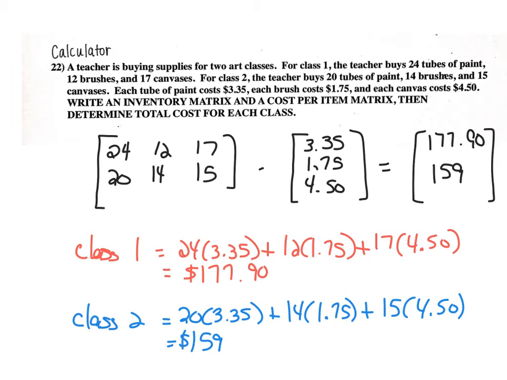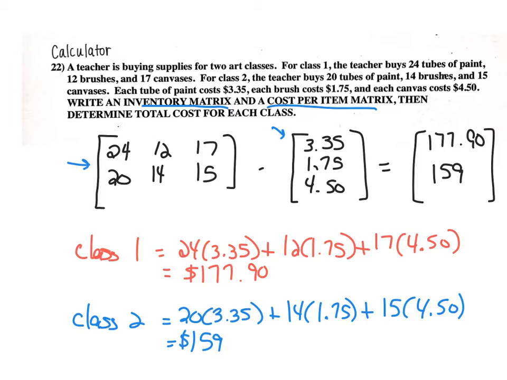All right, this one, the teacher's buying supplies for 2 art classes. For class 1, the teacher buys 24 tubes of paint, 12 brushes, 17 canvases. Class 2 buys 20 tubes of paint, 14 brushes, and 15 canvases. Each tube of paint costs $3.35, a brush costs $1.75, and each canvas costs $4.50. Write an inventory matrix. That means what she bought, what's in her inventory, which I did right here. 24, those are all the numbers that she bought. And a cost per item matrix, which I did right here. A matrix which has $3.35, $1.75, $4.50.